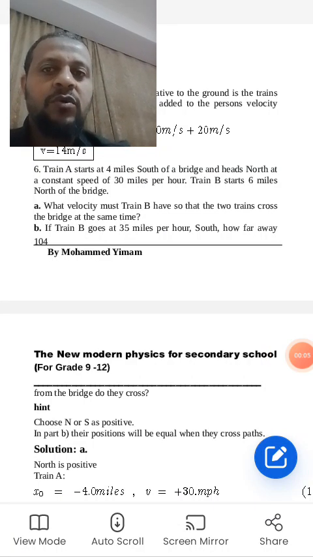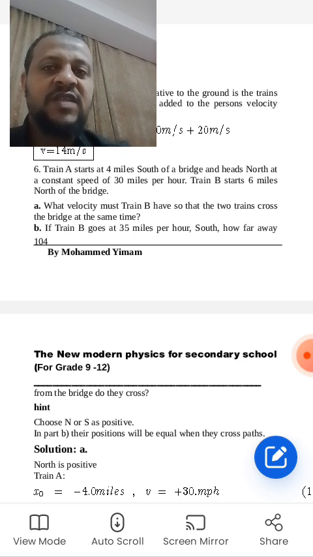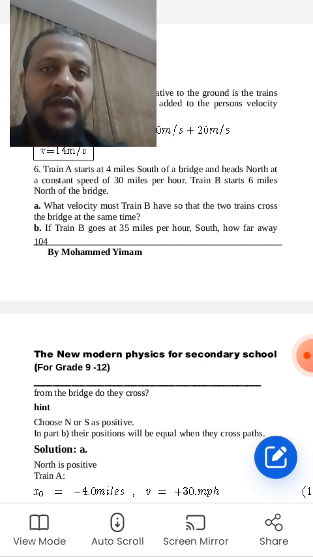Yesterday I gave you one example to be solved in the morning, so we will see the answer together right now. Follow me. Number 6. Train A starts 4 miles south of a bridge and heads north at a constant speed of 30 miles per hour. Train B starts 6 miles north of the bridge. A. What velocity must train B have so that the two trains cross the bridge at the same time?